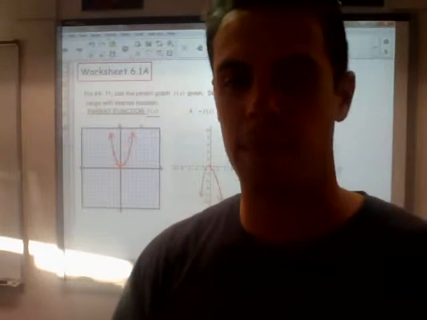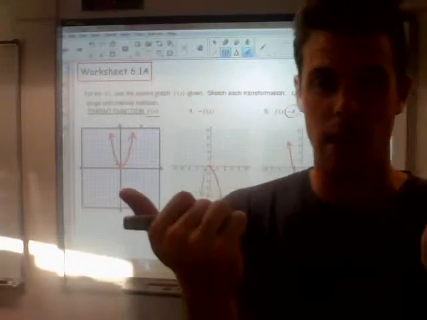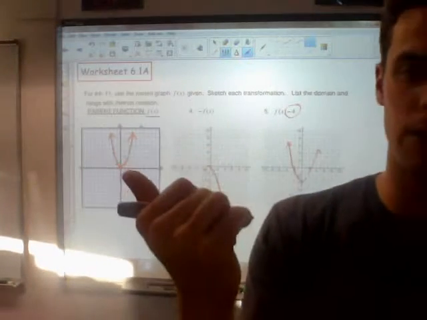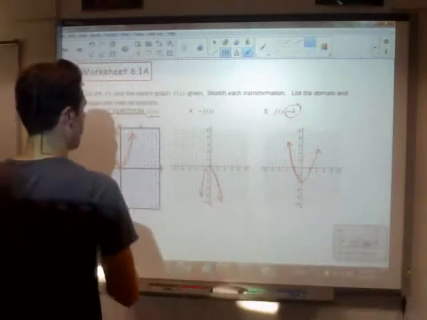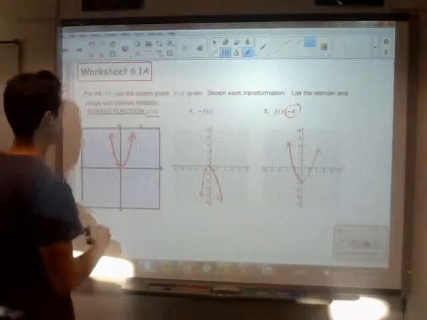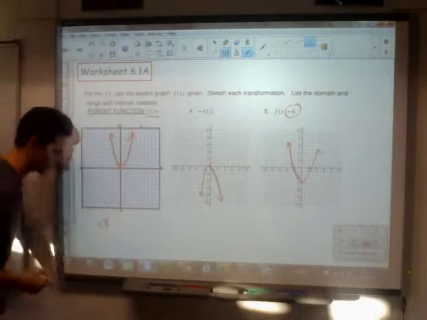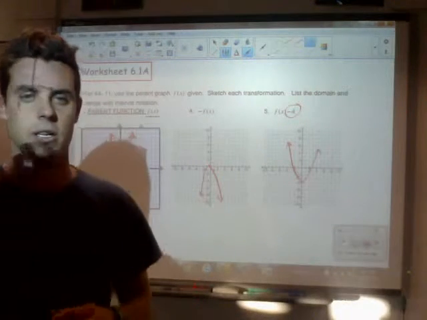Let's talk domain. Domain is the left to right movement. Okay, how far right is the function going to go? How far left is the function going to go? We're going to start with the parent function. Domain and range of the parent function.